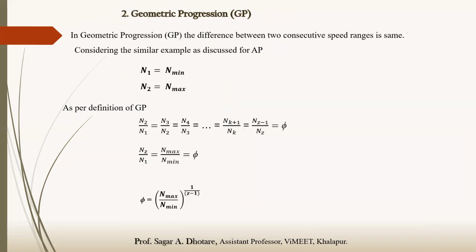Next one, geometric progression. In a geometric progression, the ratio between two consecutive speeds is to be seen. To understand this, we will consider the simple example discussed in arithmetic progression, so you can understand the difference between the laws. As in arithmetic progression, we have considered n1 equal to n min and n2 equal to n max.